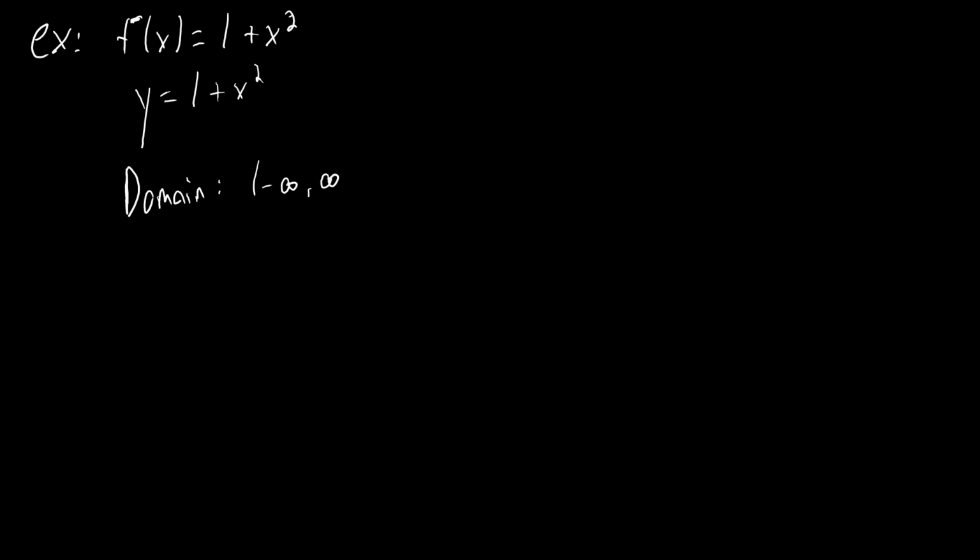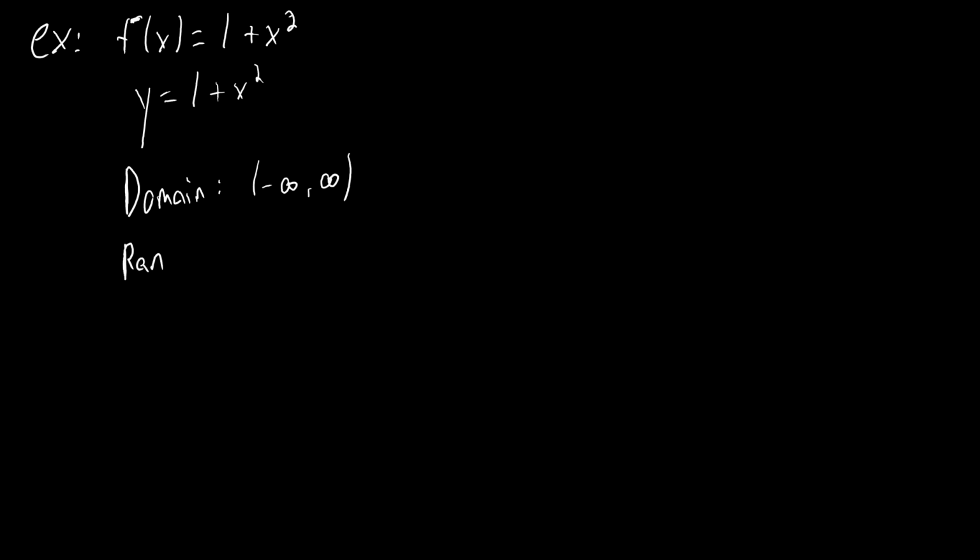So our first example is going to be f of x equals 1 plus x squared. Okay, so we don't have anything in the x that would make this undefined, right? Remember that f is just your function name, right? So we can just say it's y equals 1 plus x squared. I don't see anything on our input that would make this undefined, so the domain is just going to be negative infinity to infinity.